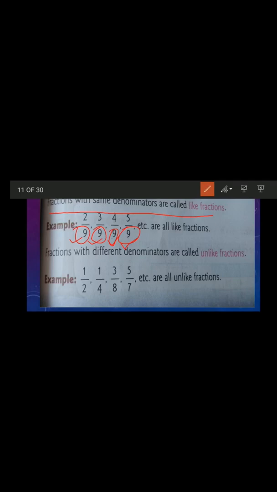Now, what is unlike fraction? The fraction with different denominator are called unlike fraction. For example, 1 upon 2, 1 upon 4, 1 upon 8, 1 upon 7, they are unlike fraction. Why? Because their denominator are different. Here it is 2, here it is 4, now 8 and 7. All the denominator are different. So, the given fraction is unlike fraction.